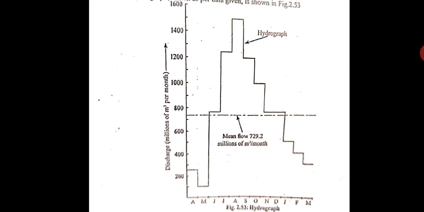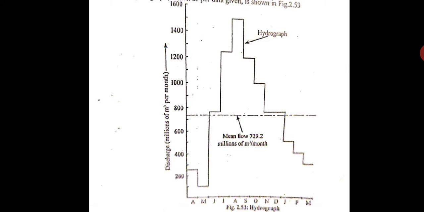So here he has given from April, May, June, July, August, September, October, November, December, January, February, March. So this is from April to March. It's not calendar year, it's like financial year. And the y-axis we have plotted as millions of meter cube per month.